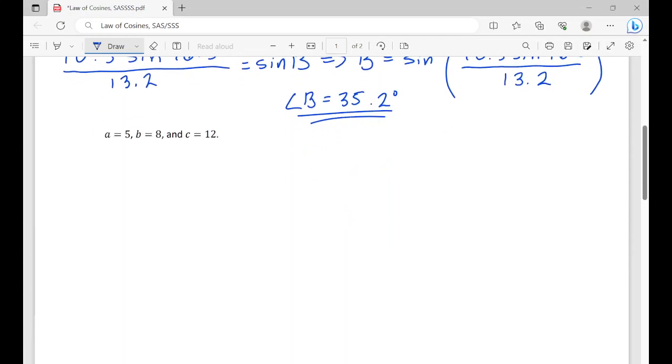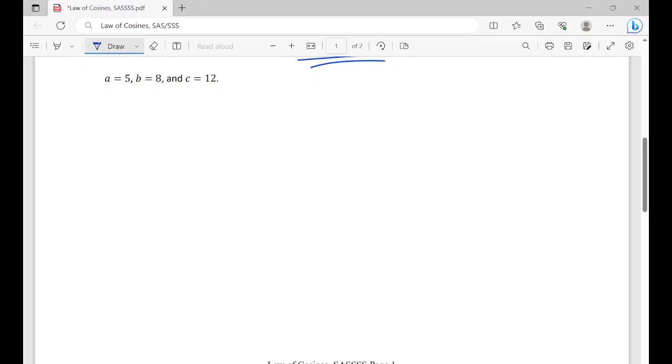Now let's do some more. This time we are only given 3 sides. A is 5, B is 8, C is 12. So again, I could use any one of the formulas I want, but I'm probably going to use the first one again. So I'm going to say that 5 squared equals 8 squared plus 12 squared minus, oh, missed a number there. Should be minus 2 times 8 times 12 cosine A.